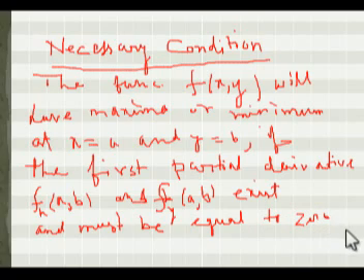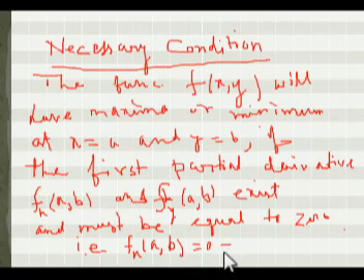So, if the partial derivative with respect to x at the point (a, b) of the function f(x, y) must be equal to 0, and the partial derivative with respect to y of the function f(x, y) at the point (a, b) must be equal to 0. Both must be equal to 0. Then you can say that this is a necessary condition for a function f(x, y) to have a maxima or minima at the point (a, b).